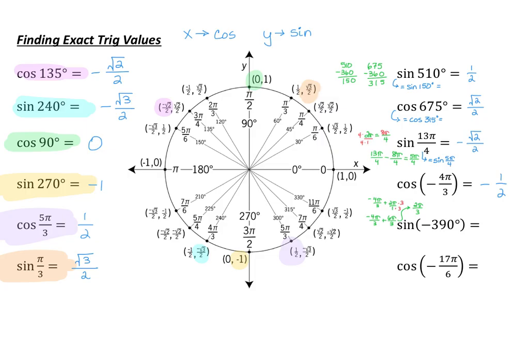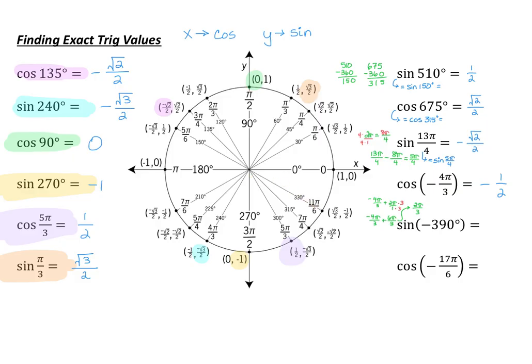For the next one, negative 390 is more than one full negative rotation. And so you would start at 0, go one full rotation, and then you're going to need to go past that. So again, like I've said in class, you can use your intuition and say, look, I know that this is negative 360, and then another 30 would be negative 30, and that's right here.